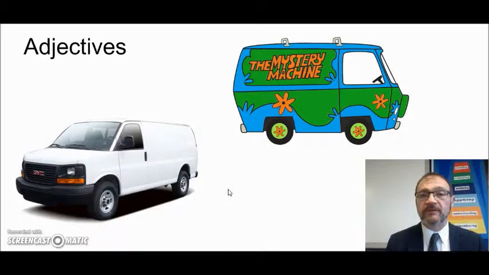Here's a typical noun, van. On the left we have a white van, and on the right we have a colourful van. Colourful or white, those are both adjectives. Colours are probably the first thing you think of if somebody asks you for an example of an adjective. Very simple, they are all adjectives.